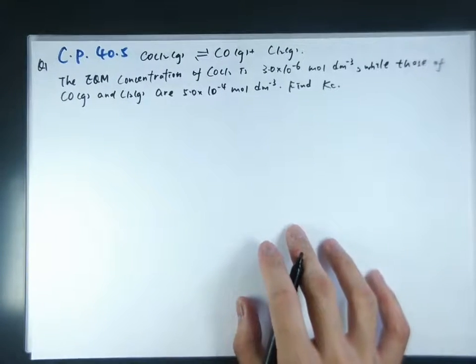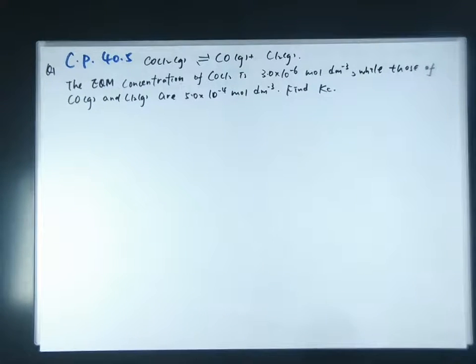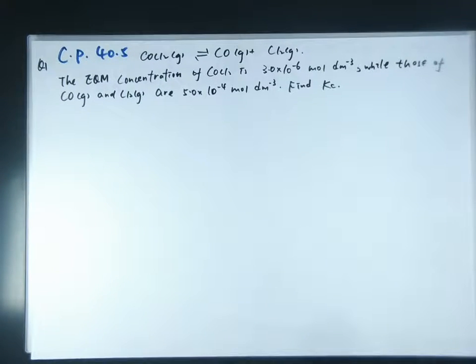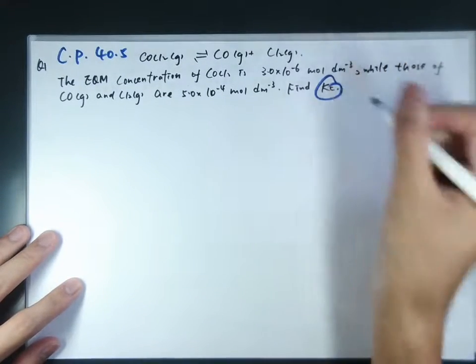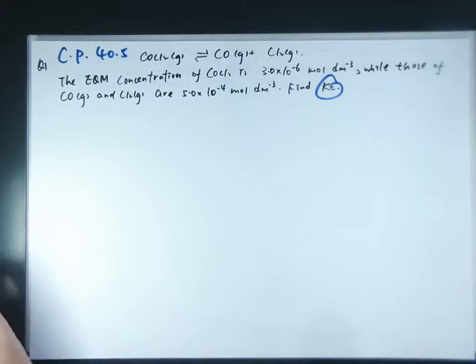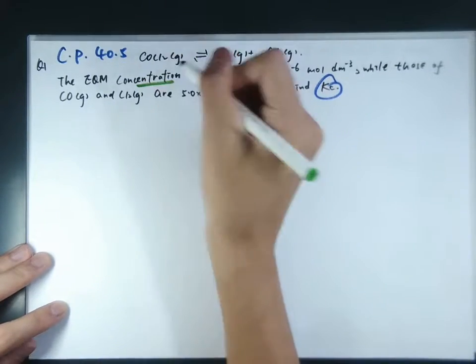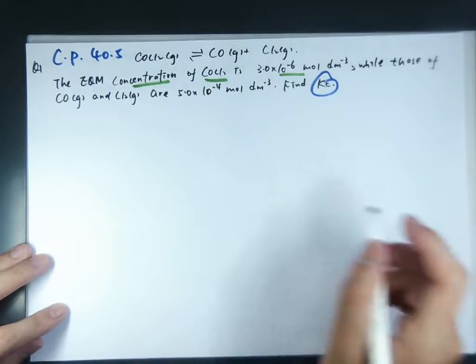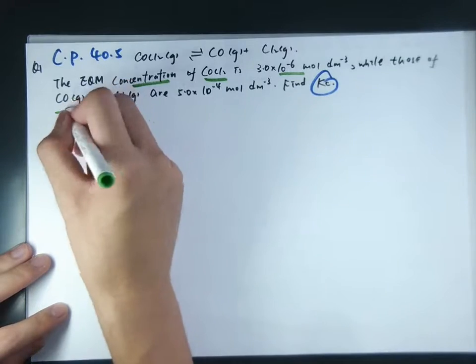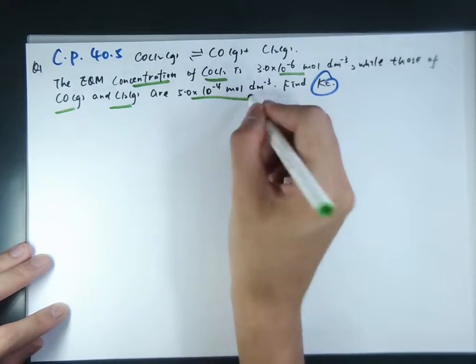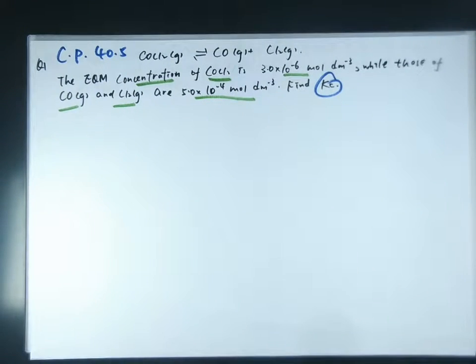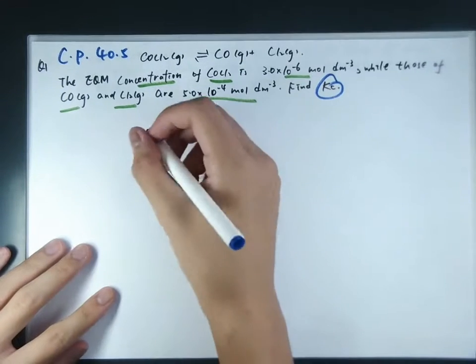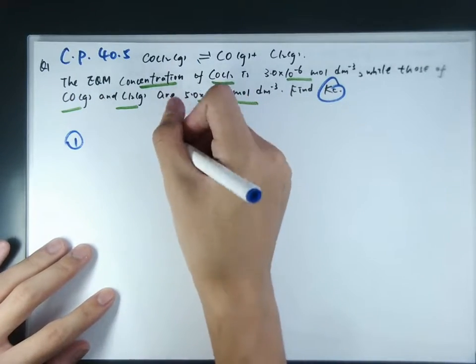So let's get more practice on calculating these kinds of problems, okay? First of all, we are going to find Kc in this question. So what do we have? We have the concentration of COCl2 as this certain value, and the concentrations of CO and Cl2 are these values. So we need to find Kc. How can we find Kc? Remember the 3 steps. First step, we put down the equilibrium expression, okay?